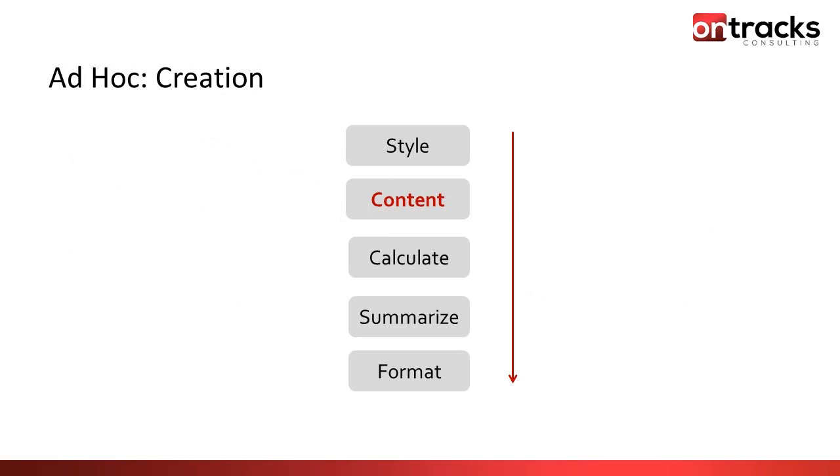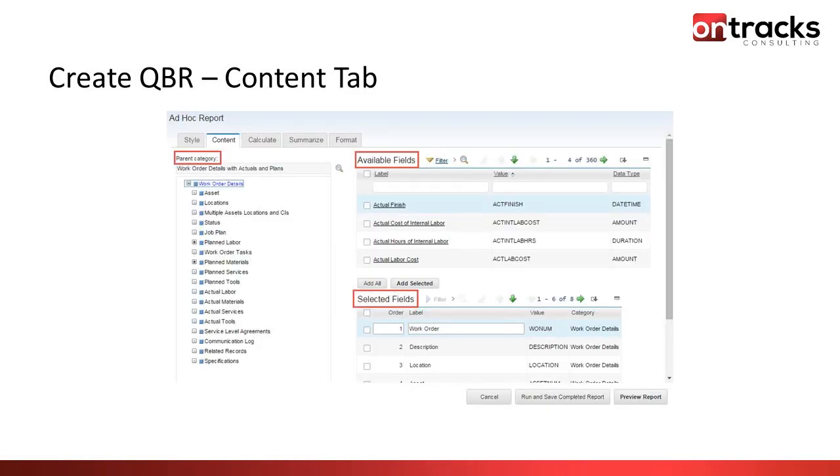So now that we've talked about the style tab, we are going to talk about the content. So we talked about how we want the report to look, but now we decide what's actually going to be in our report. So the next tab over is the content tab.